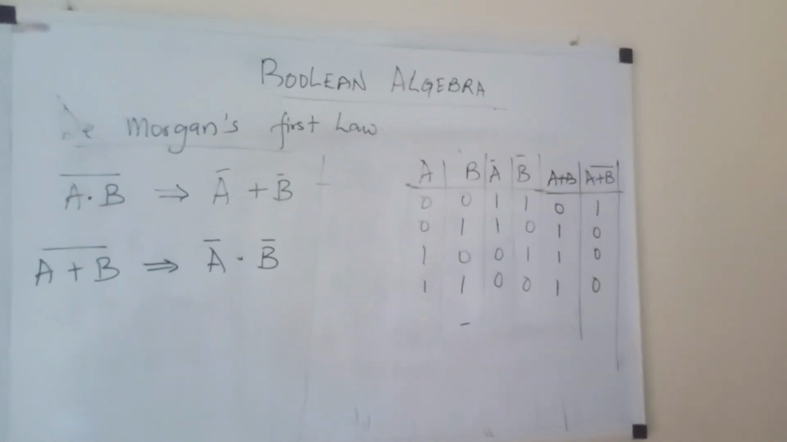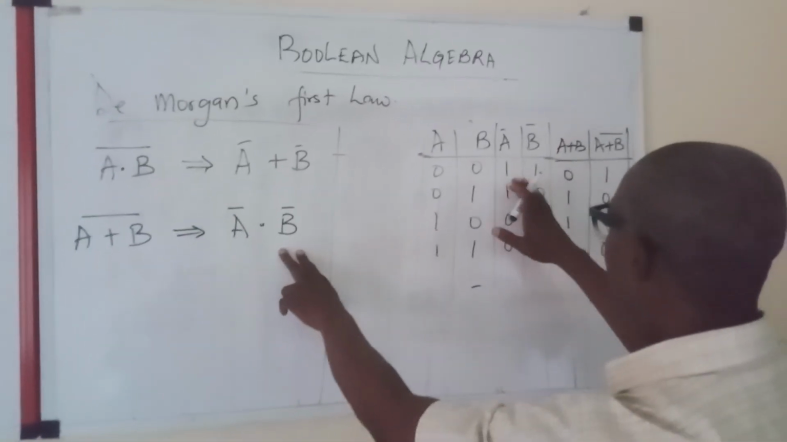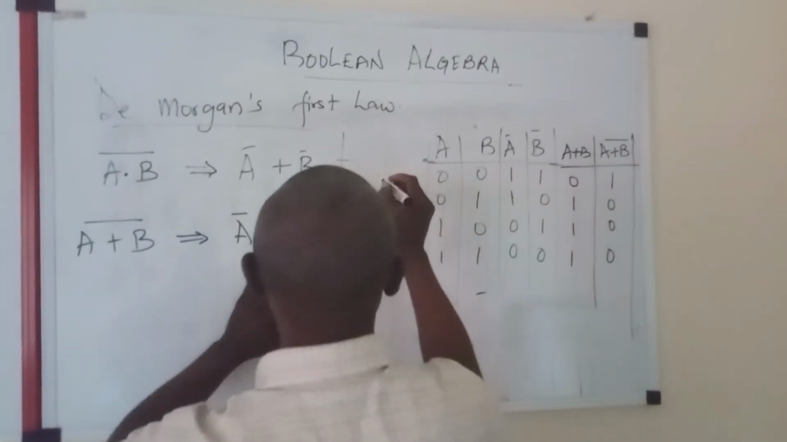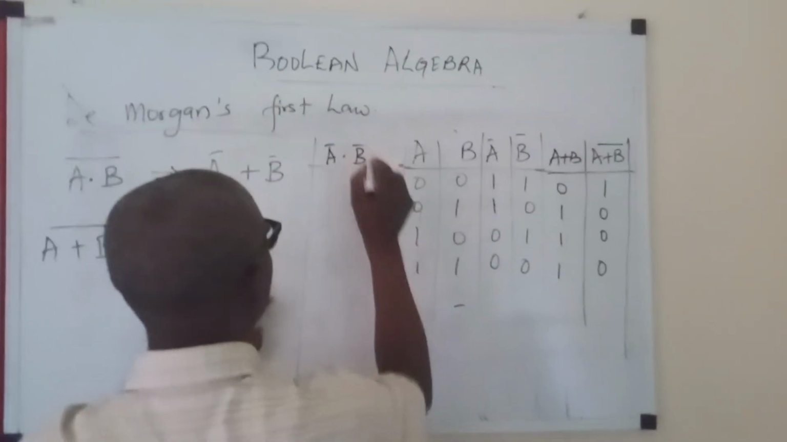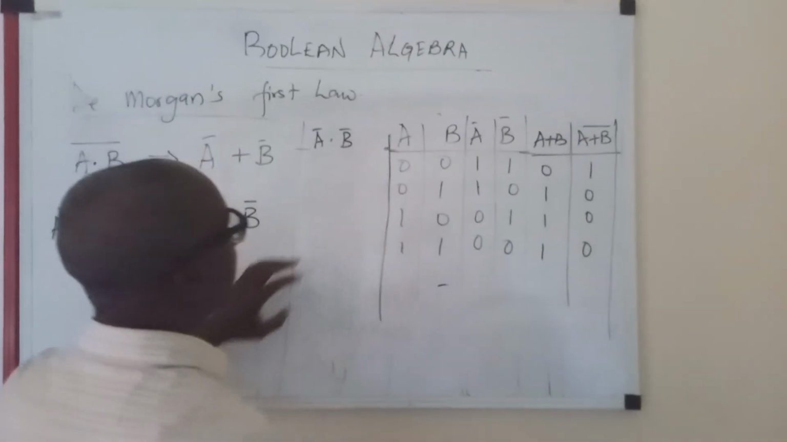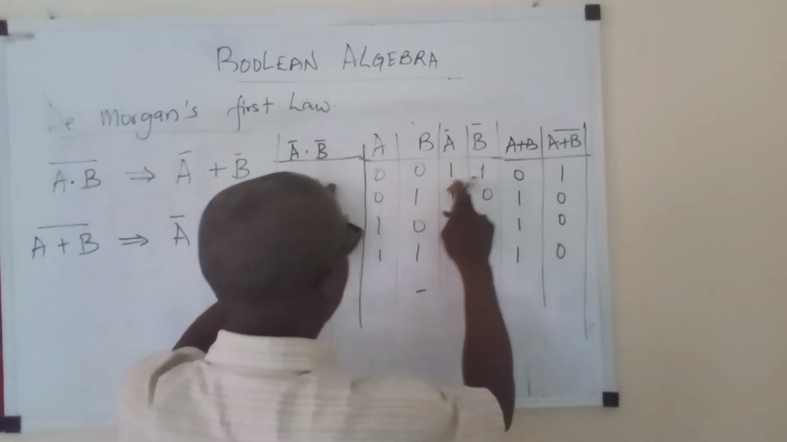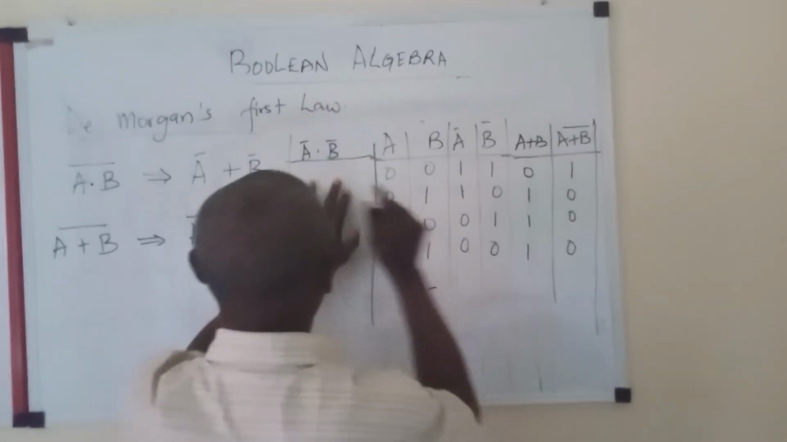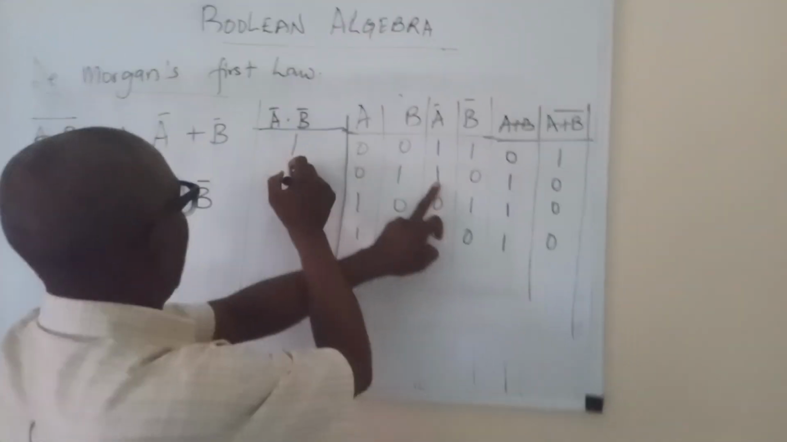Now A bar and B bar, that is this and this. So we do that here. A bar dot B bar. So we have A bar and B bar. So we have 1 there. Here we have, and so we have 0 there.